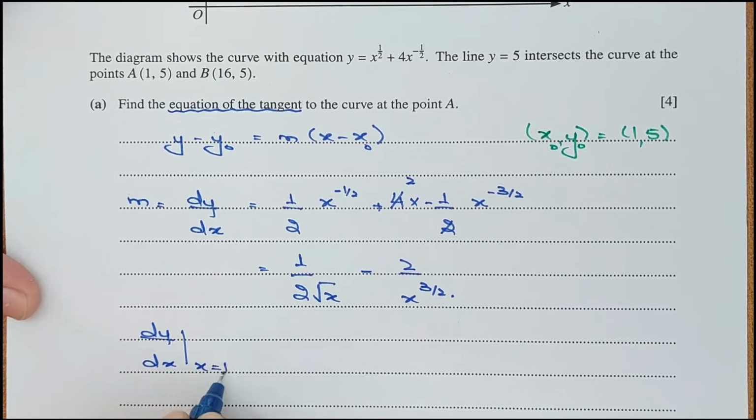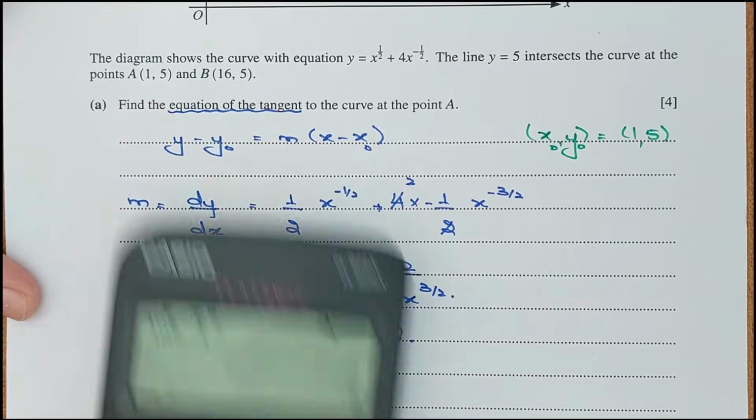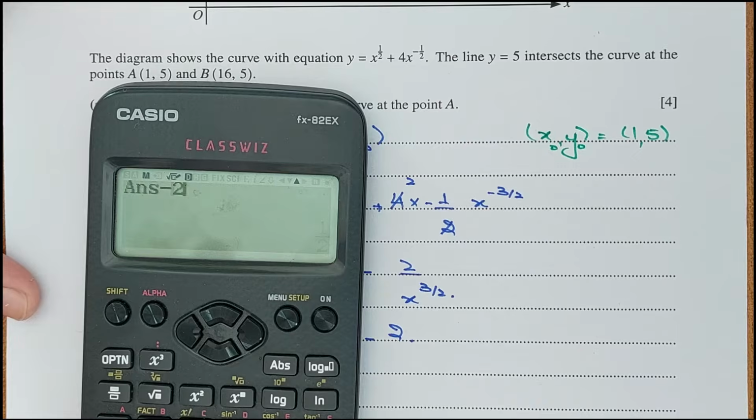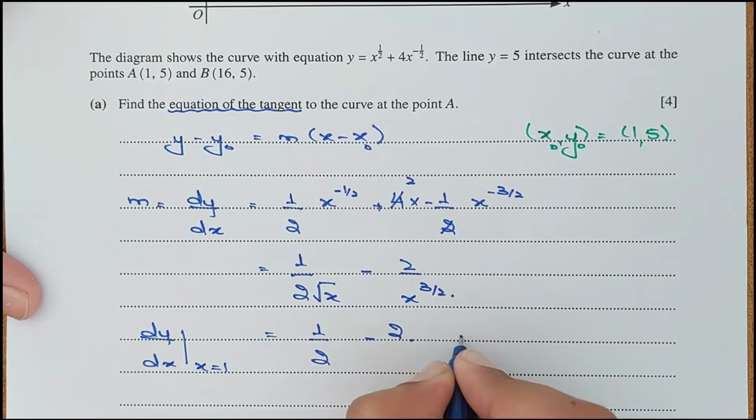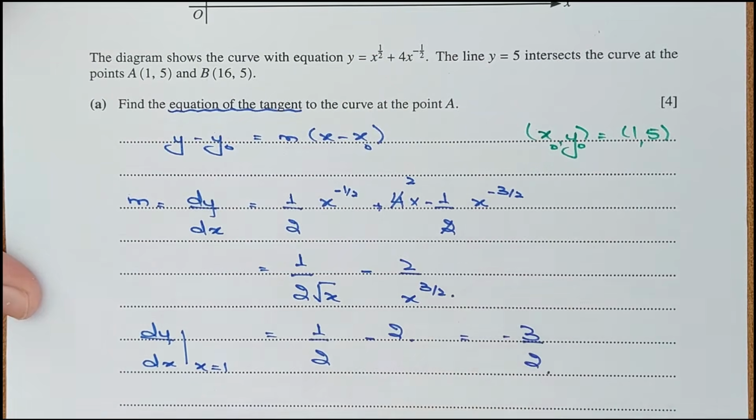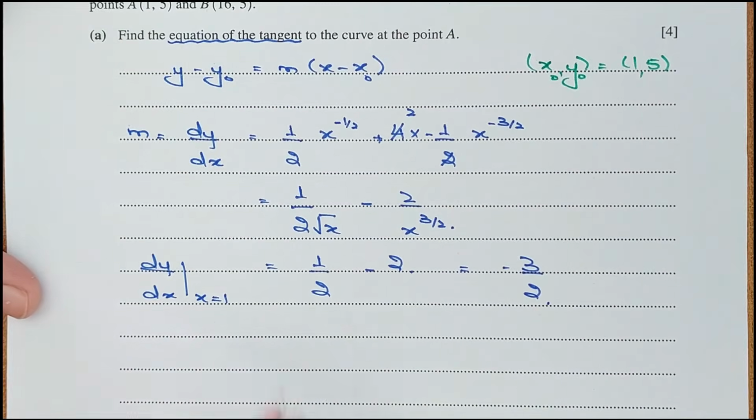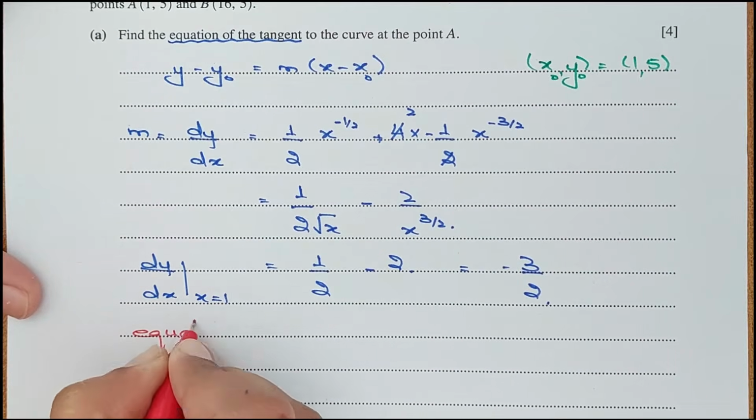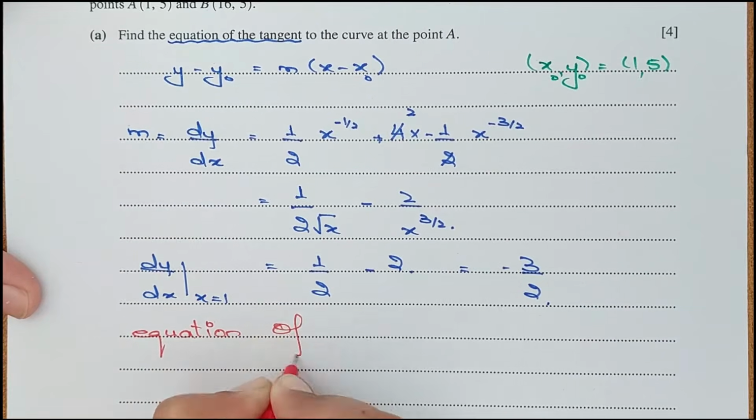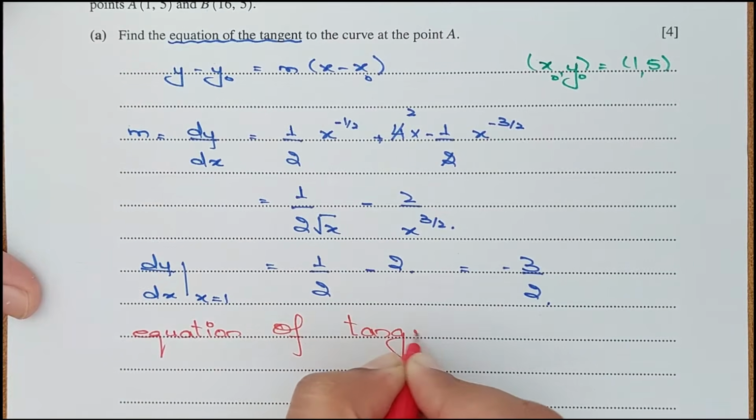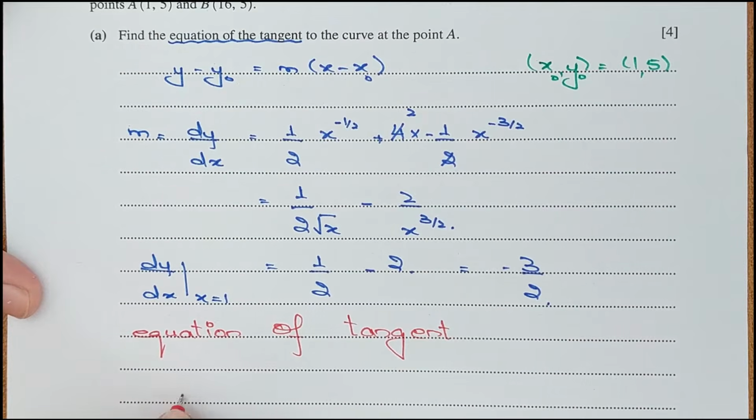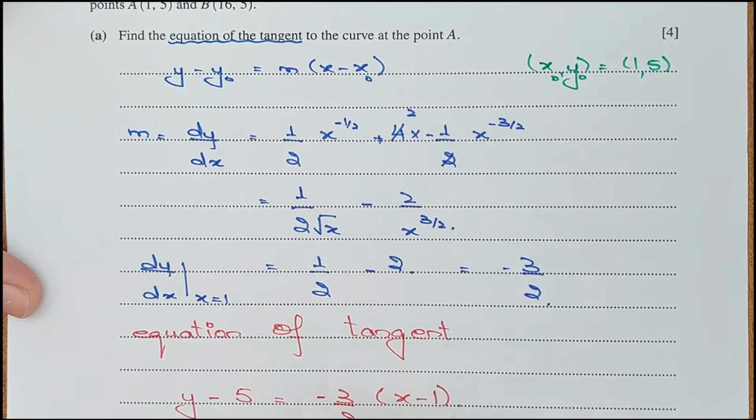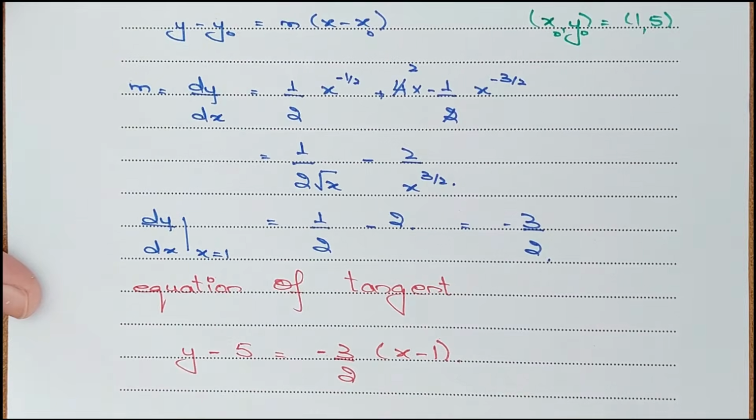At x equals 1, we have 1 by 2 minus 2. So 1 by 2 minus 2, which is minus 3 by 2, is the gradient. Right, now we can say that the equation of tangent is y minus y naught equals m into x minus x naught. This is the equation of tangent at point A.